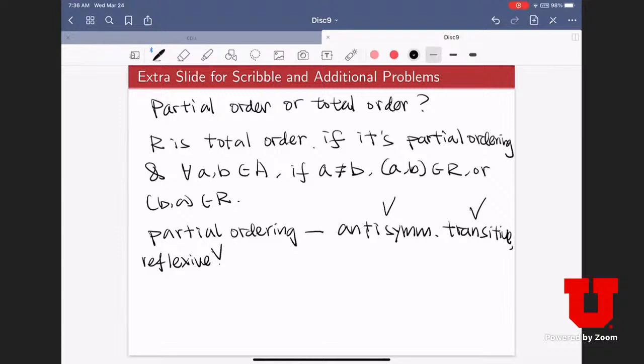Couldn't that be like 3, 4? Because 4 doesn't divide 3. Or 3 doesn't divide 4, I mean. Yep, exactly. So in this case, our A, B would be A equals 3 and B equals 4. And they are both contained in A. We know clearly that A is not equal to B, but neither 3, 4 nor 4, 3 is in R. So R is not a total ordering.